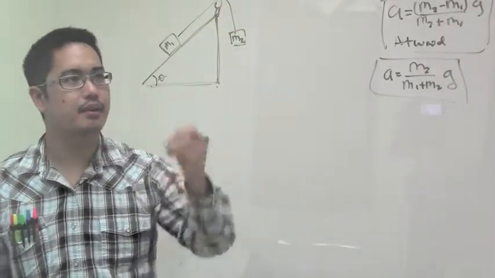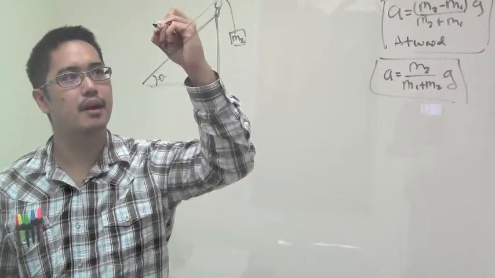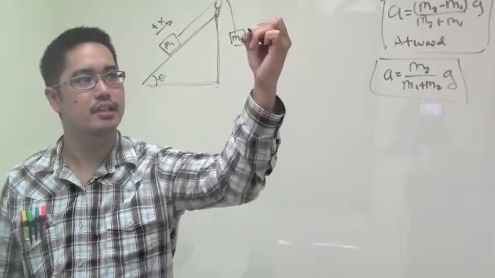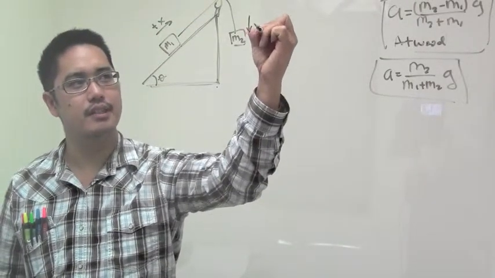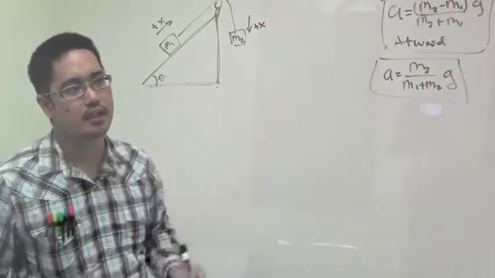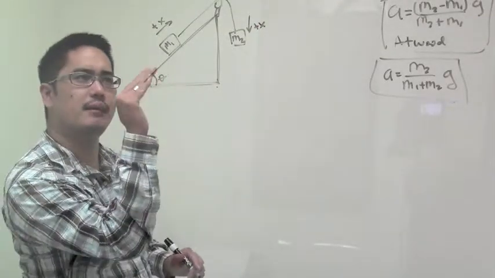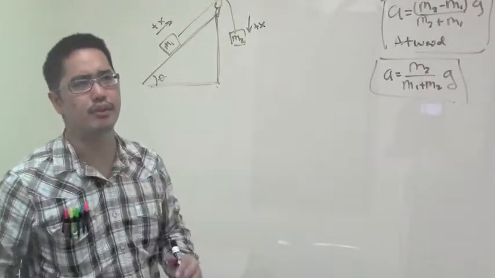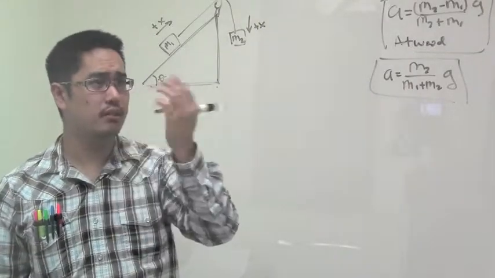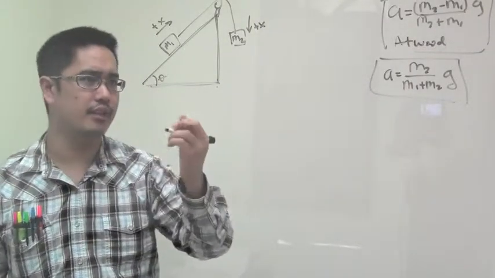Now here's the funky part. This will be my positive x direction, and this will also be my positive x direction. Again, the coordinate system's kind of bending around that pulley over there. What forces do I see? Well, this part gets a little bit funky.